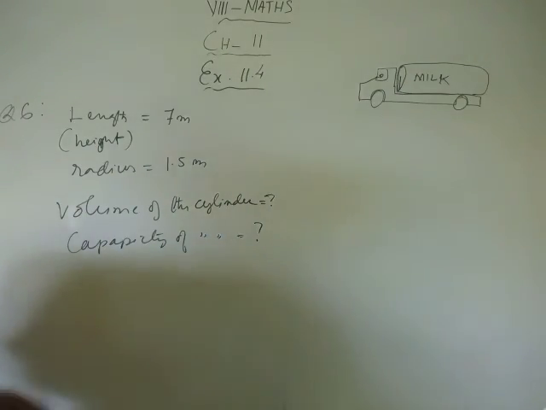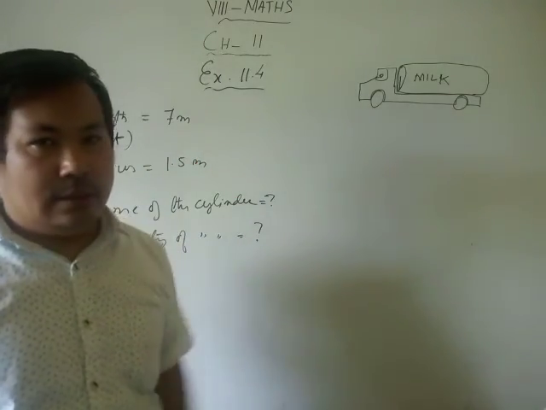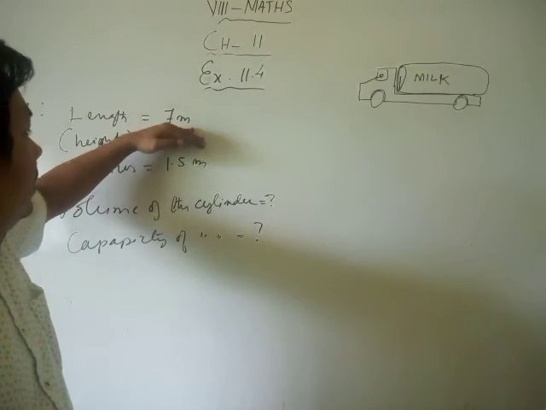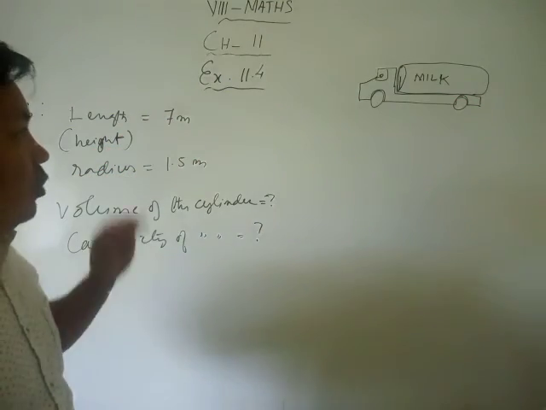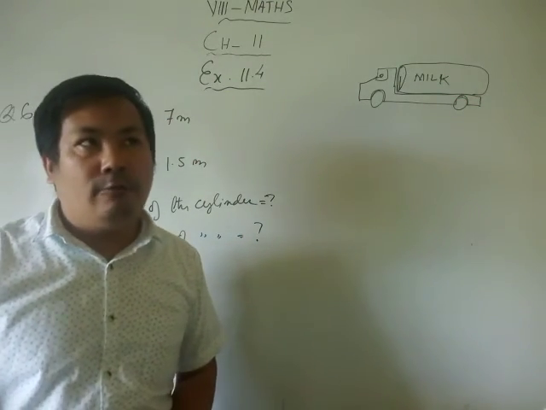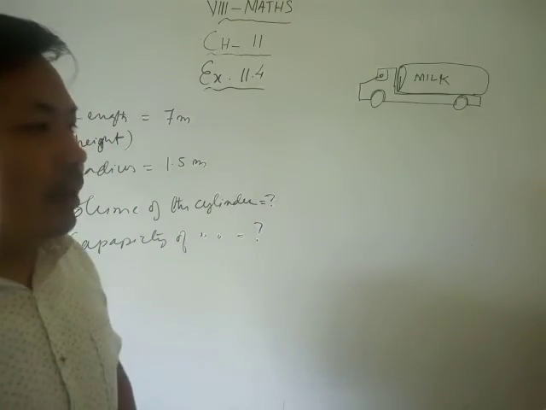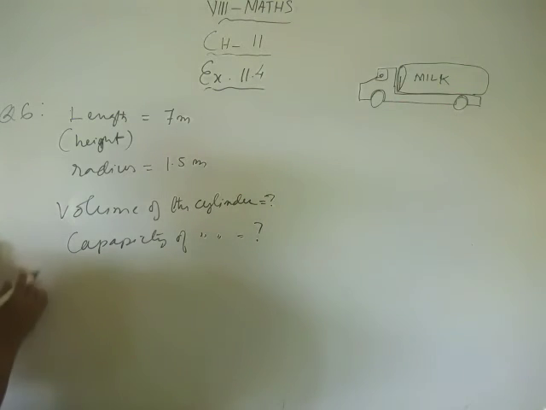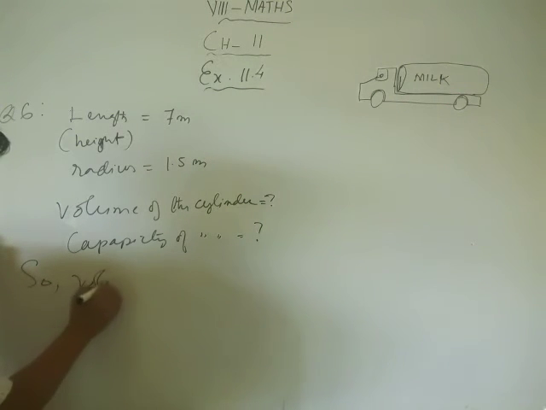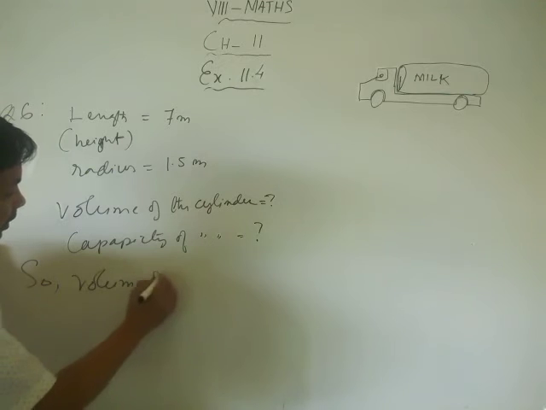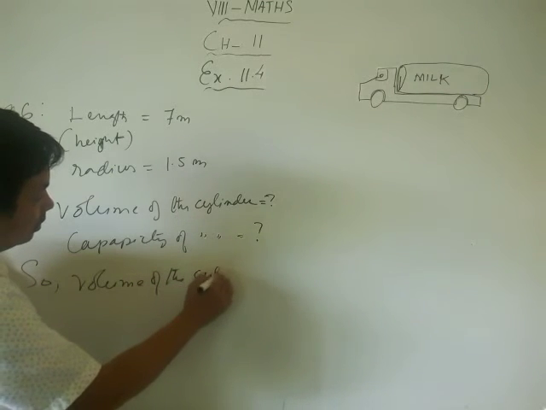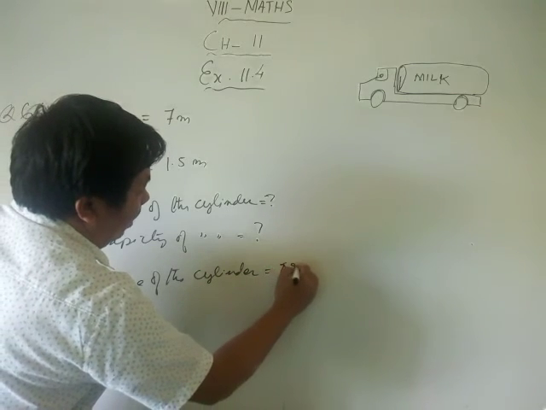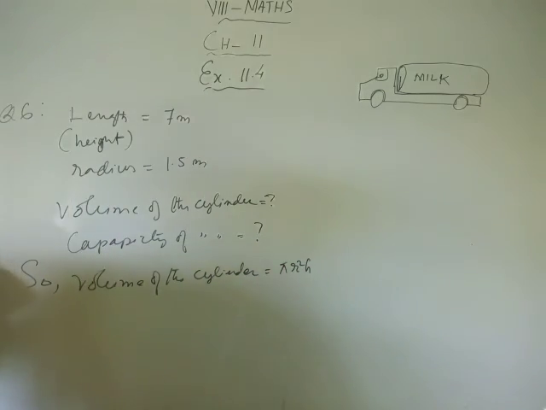Now it is asking what is the capacity of this tank? How much milk will it carry when it has a length of 7 meter and 1.5 meter as radius? So we are going to find out the volume of the cylinder. If we find the volume of the cylinder, then we can find the capacity, isn't it? So first of all, volume of the cylinder is pi r square h.